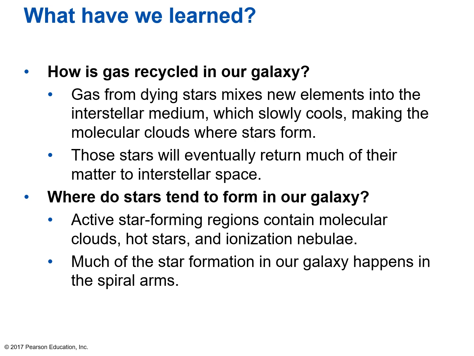In this video, what have we learned? How is gas recycled in our galaxy? Gas from dying stars mixes new elements into the interstellar medium, which slowly cools, making the molecular clouds where stars form. Those stars will eventually return much of their matter to interstellar space. And where do stars tend to form in our galaxy? Active star-forming regions contain molecular clouds, hot stars, and ionization nebulae. Much of the star formation in our galaxy happens in the spiral arms.